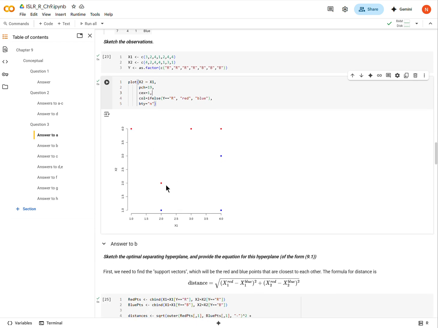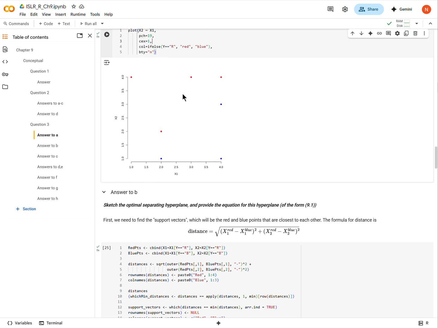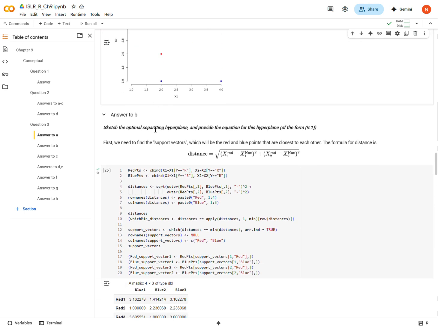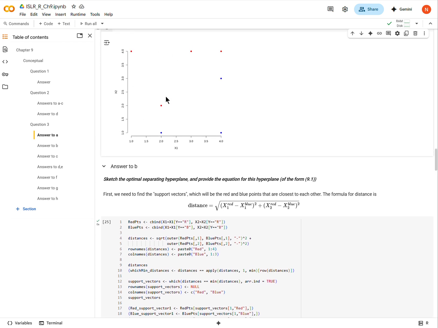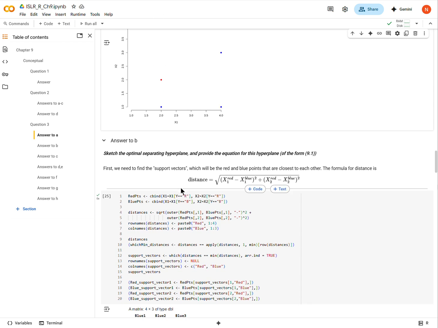You see some red dots and some blue dots, and you can see that the red dots are on the top left part here, and the blue dots are in the bottom right part of the plot. Now in part B, just eyeballing this, it looks like we could separate red and blue with a nice line right through the middle of their territories, and that's what we're doing here.